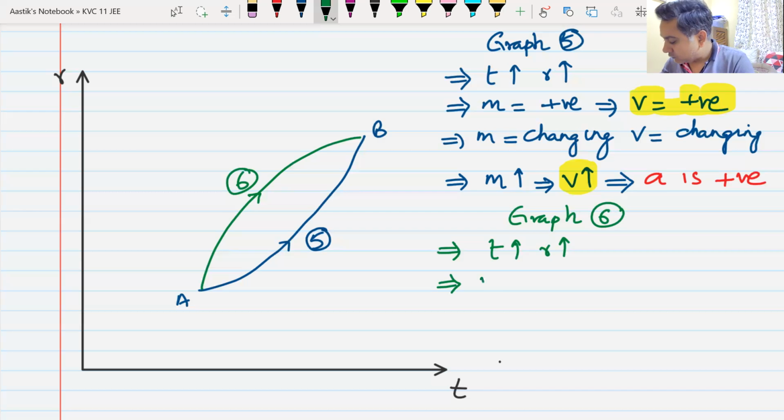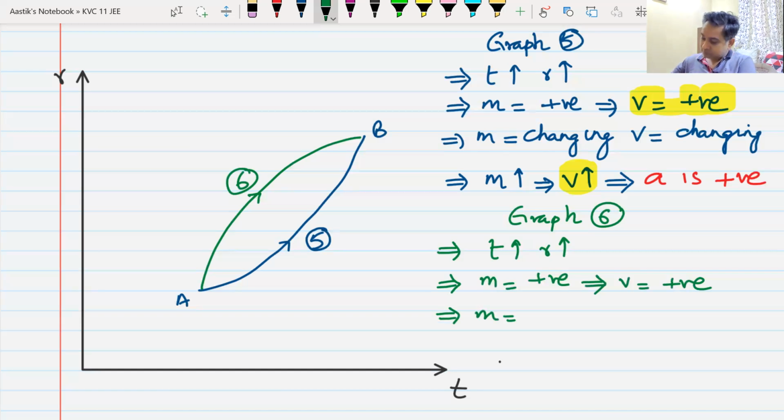Positive, sir. The slope of the graph is positive. What does that imply? Velocity is positive. Well done. Is the slope constant? Changing, sir. The slope is changing. What does that tell us about the velocity? Changing, sir.